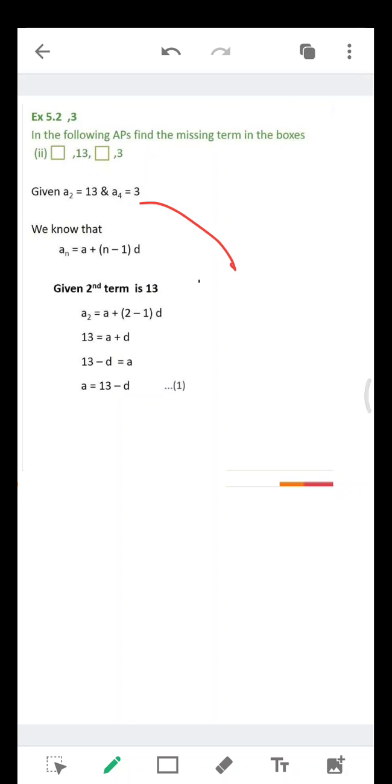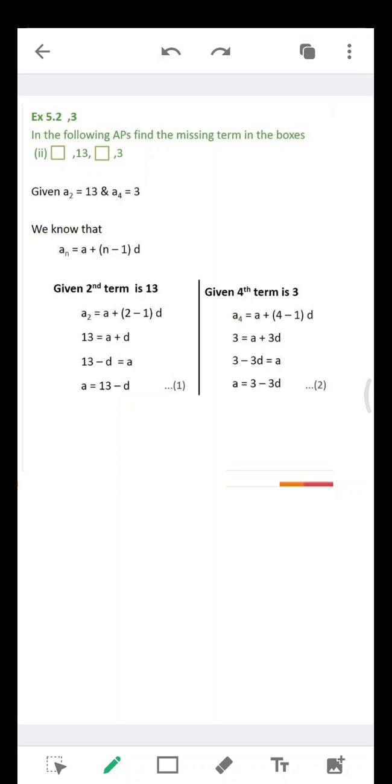Then from A4 let's find another equation. That will be A4 is equal to A plus 4 minus 1 into D. I am putting the N value here in the formula, because I don't know what A and D values are. We cannot find A and D values from this question. So we just have the N value, that is A4. A4 is 3. So 3 is equal to A plus 3D, as 4 minus 1 gives you 3D. So 3 minus 3D is equal to A. So we have A is equal to 13 minus D, and here A is equal to 3 minus 3D.